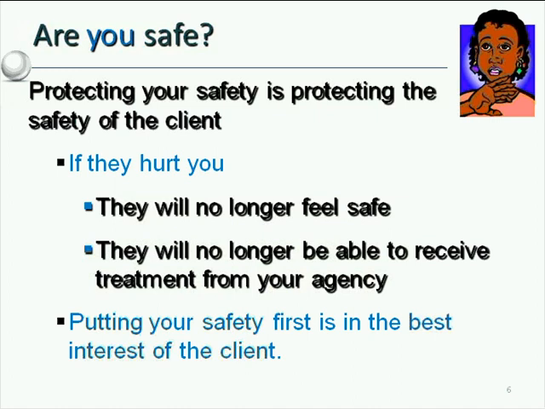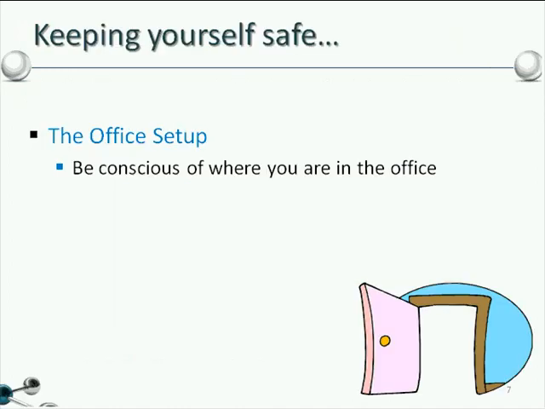Also remember that if they hurt you, they won't feel safe any longer. It's an exercise of power that will leave them feeling even more vulnerable, because if they can hurt you, who else can they hurt and who's going to protect them? And like I talked about, they'll no longer be able to receive any services in your agency, most likely, not just the research trial, but any other treatment services that you may be offering. So putting your safety first is in the best interest of the participant in the research trial.